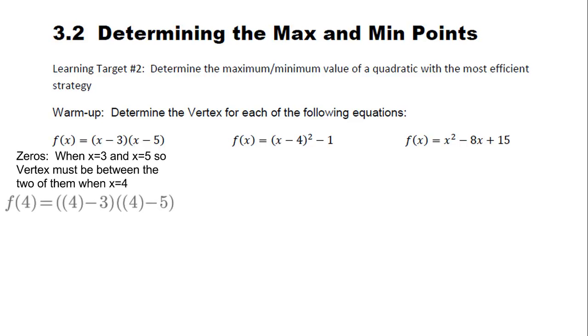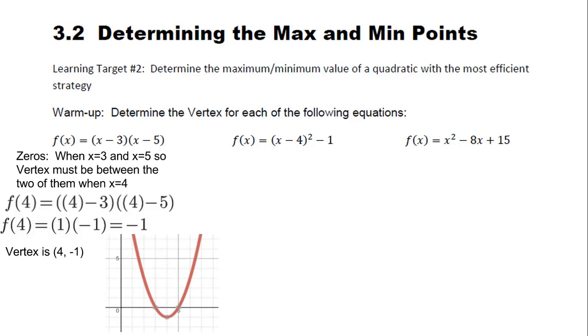If we sub in 4, we actually get negative 1. And that is actually your vertex. So that's the y value when you're on the axis of symmetry. And so we got the vertex is (4, negative 1), and it looks like this. Basically what we've done is seen the two zeros, the axis of symmetry right in the middle, and we sub that value into the equation to get the y value.